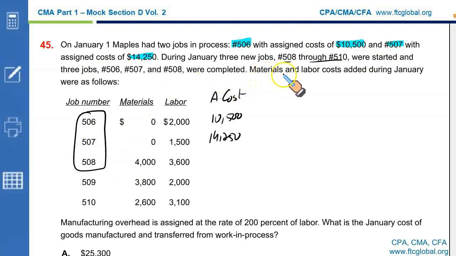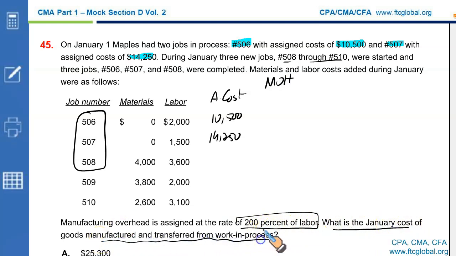The question says materials and labor costs are added during the month of January as follows. This was the labor incurred during January. This is the material incurred during January. Manufacturing overhead is assigned at the rate of 200% of direct labor. What is the January cost of goods manufactured and transferred from work in process? Just stay till here, no more.